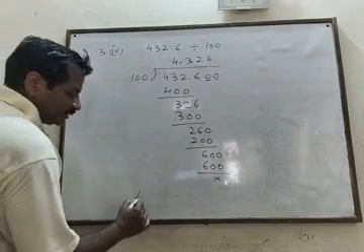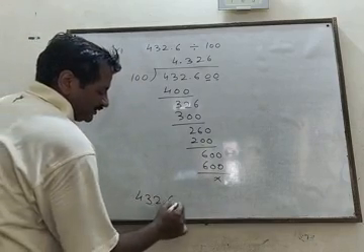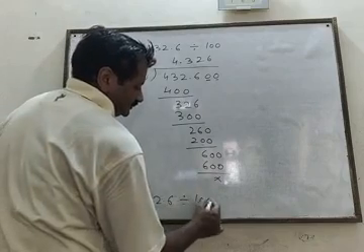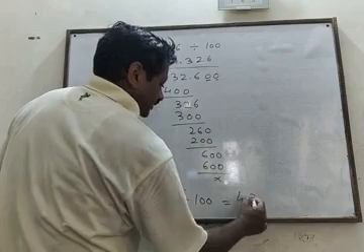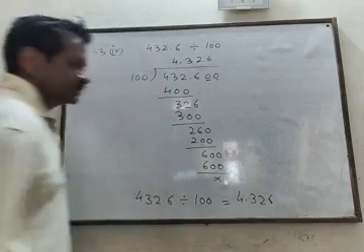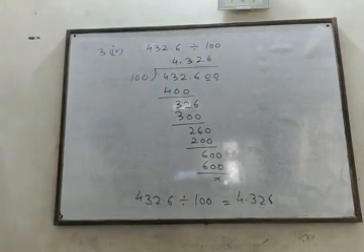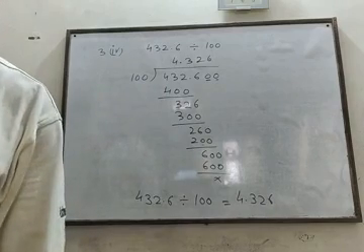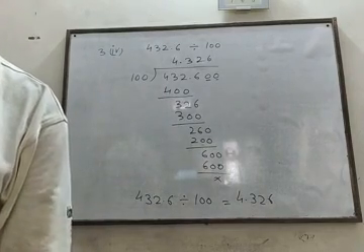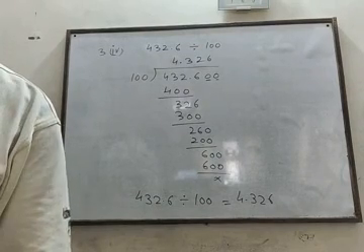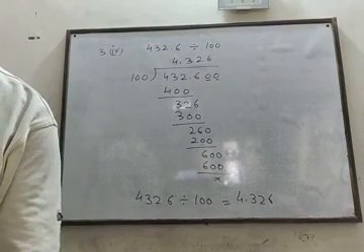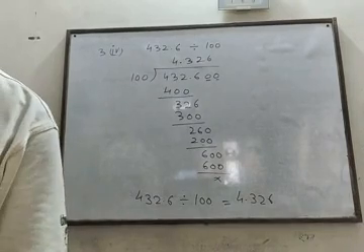So 432.6 divided by 100 is equal to 4.326. Similarly, you will do the division by 1000. So I am skipping this question number 4 for your own.